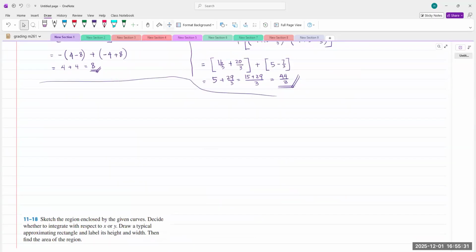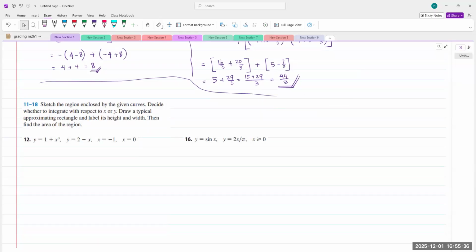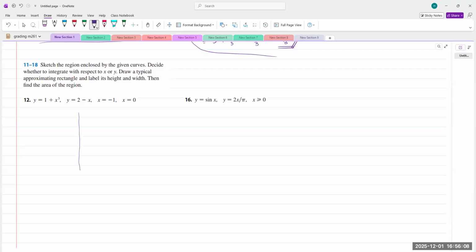Let's go on. We now get into the type of questions where they don't give us the graph. We need to set up the graph ourselves. Okay, number 12. Sketch the region enclosed by the given curves. Decide whether to integrate with respect to x or y. Draw the typical approximating rectangle and label its height and width. Find the area of the region. Well, first we will sketch it. Okay, so let's see. The first one here is x between -1 and 0. It's in quadrant 2.